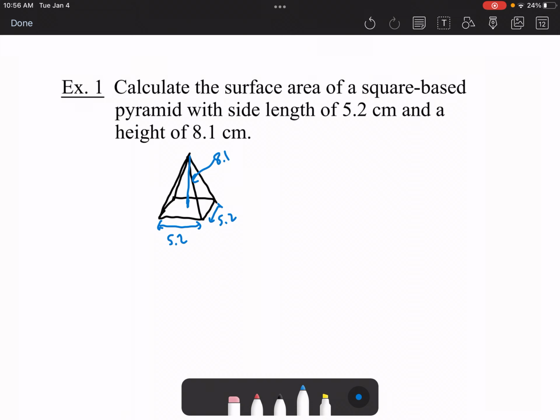Now, to work out surface area of a square-based pyramid, you need something called the slant height. They call it S. Well, you might notice that you actually have a right angle triangle right inside here, so you can use Pythagorean theorem in order to calculate this length of S. The height is 8.1. The length at the base is actually 2.6, which is half of 5.2.